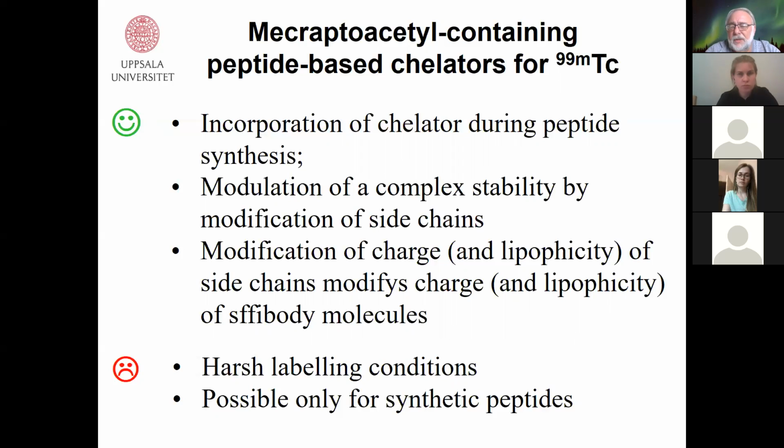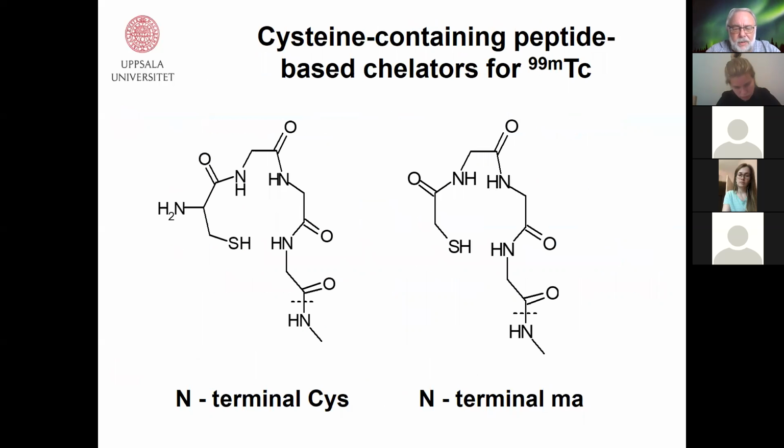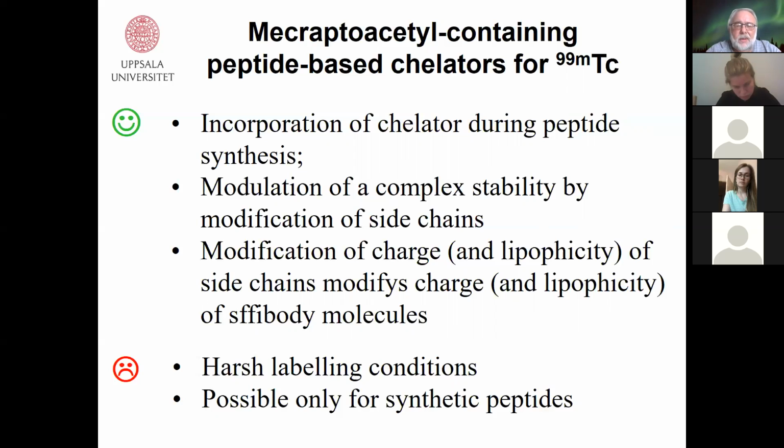The disadvantage is pretty harsh labeling conditions: a temperature of 90 degrees typically, or you need to have pH above 11 for labeling. And since you need to site-specifically introduce mercaptoacetyl to the N-terminal amine, it's possible for peptide synthesis, but it's impossible for recombinantly produced peptide. But in principle, it works.